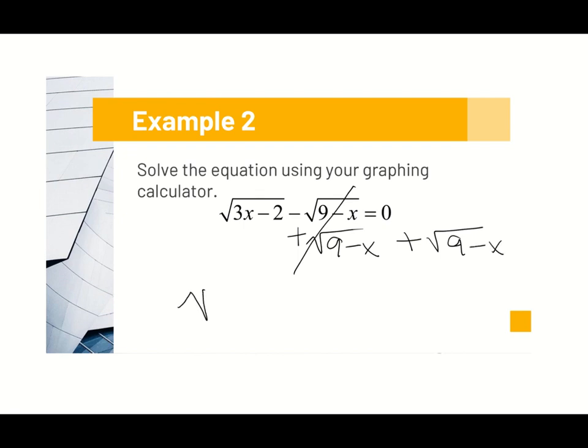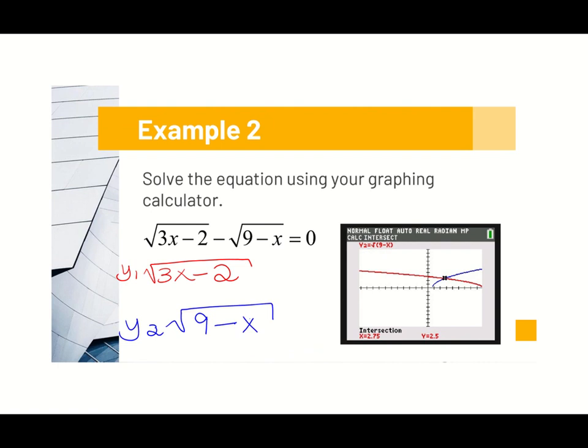I'm given square root of 3x minus 2 is equal to the square root of 9 minus x. So square root of 3x minus 2 is going to go into y1 now, and square root of 9 minus x is going to go into y2. And then we want to figure out where exactly do they cross, going through the same steps we did previously. So take a moment, go ahead and plug this into your graphing calculator and find that exact intersection point, and then hit play to find the answer.